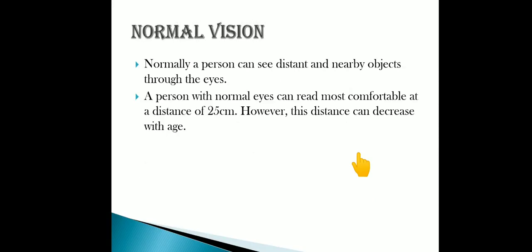Fine. Okay, now we should know what our normal vision is and what the different defects of vision are. So we will talk about our normal vision, that we can see distant and nearby objects through the eyes. Normal eyes are comfortable seeing an object at a distance of 25 centimeters. With age it decreases, but the normal is 25 centimeters.